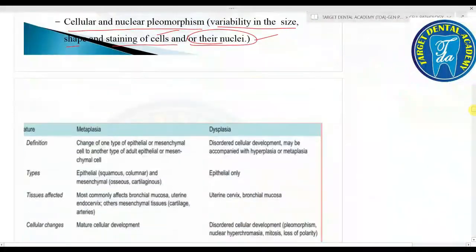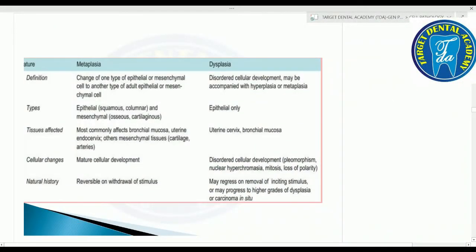So after this, important is the difference between metaplasia and dysplasia. By definition, metaplasia is the change of one type of epithelial or mesenchymal cells to another type of adult epithelial and mesenchymal cell. While dysplasia is the disordered cellular development which may be accompanied with hyperplasia or with metaplasia. So the type of metaplasia is epithelial and mesenchymal, while dysplasia is epithelial only.